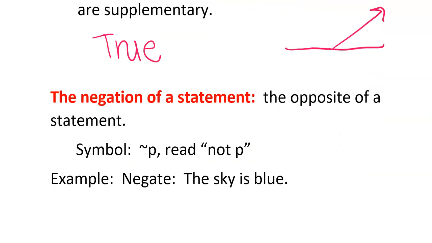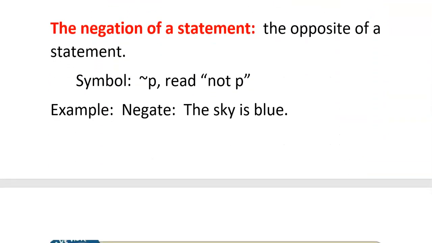The negation of a statement is the opposite of a statement. These are super, super easy. So this is another one of the parts that are easy. The little tilde is this symbol right here. It's read not. So if I give you a symbol or a word and I want you to negate it, you're going to put is not, will not, have not, whatever makes that sentence sound right.